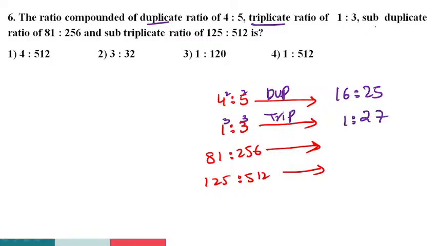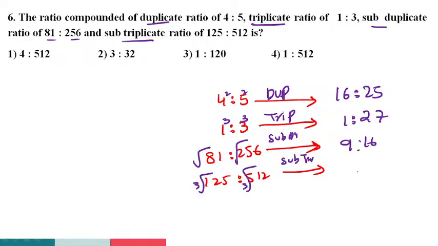Next, the subduplicate ratio. It means root of 81, root of 256. The root of 81 is how much, guys? 9 square is 81. 256 is which square? 16 square. Next, 81 is to 256, the subtriplicate ratio. It means cube root of 125, cube root of 512. 125 is which cube? 5 cube. 512 is which cube? 8 cube.